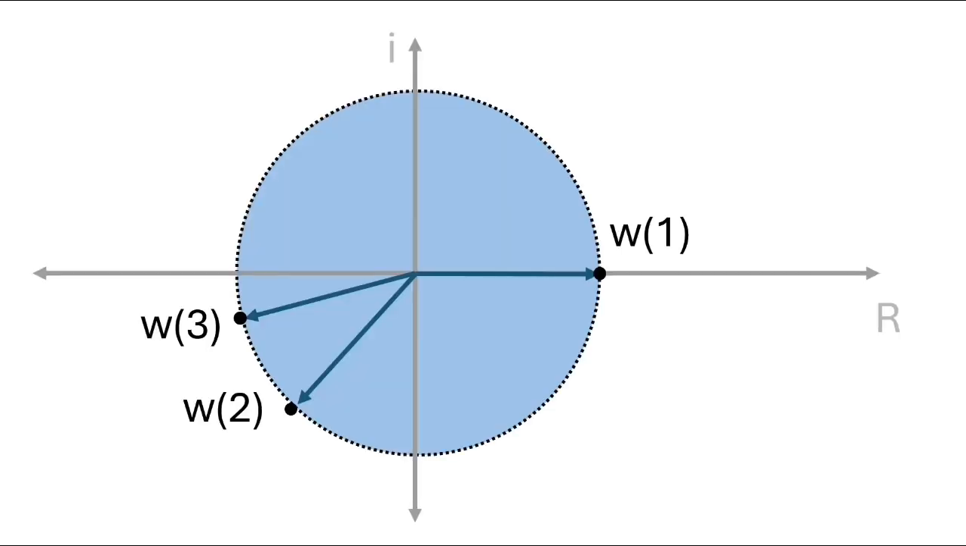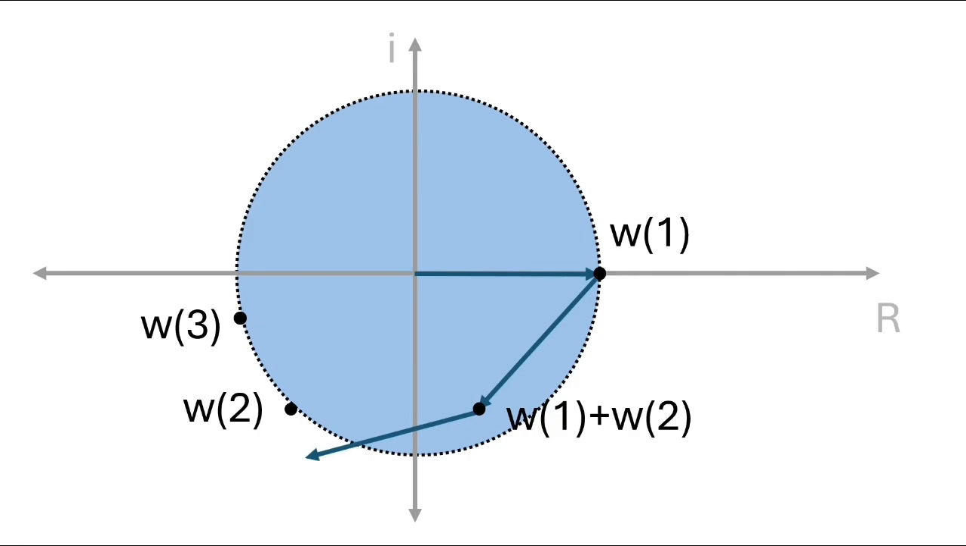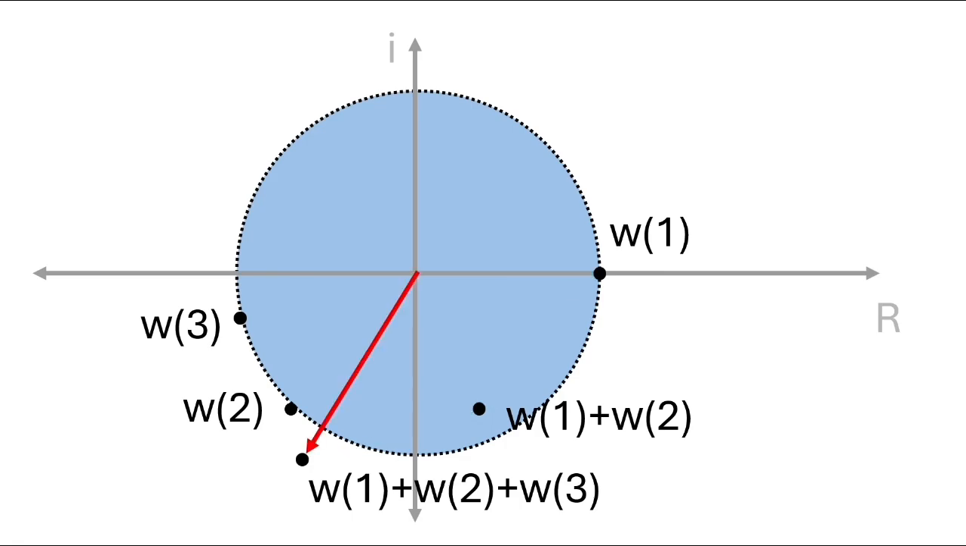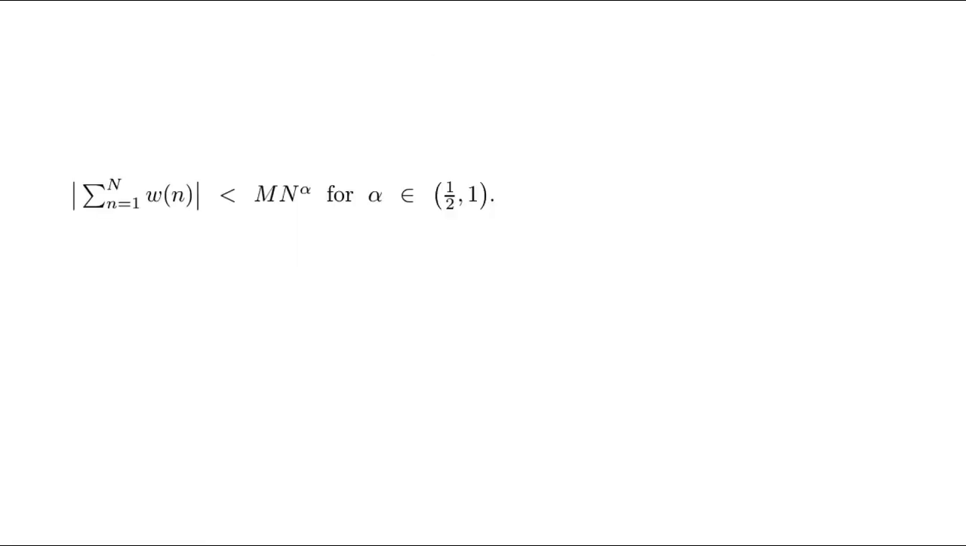So here's W of 1, W of 2, W of 3. And we're going to put the vectors that point to those places end to end, like this. So there's W of 2 being added to W of 1. And then we can add W of 3 to that. And there's the sum of all three. That's where it's located on the plane. So then we're looking at the radius of that point, right? That red line there. Okay.